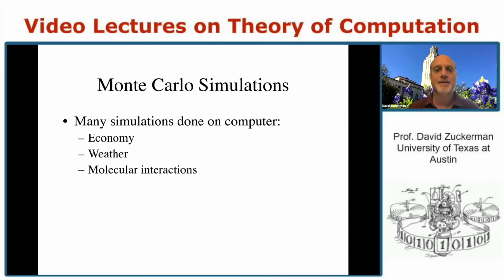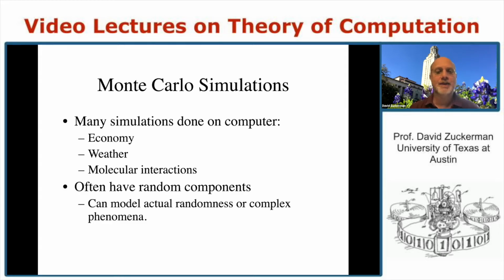In practice, randomness is used a lot in Monte Carlo simulations. So these are simulations of complex systems that are done on the computer. So for example, the economy, or the weather, or molecular interactions can be simulated using sophisticated models. And these models often have random components. So these random components can model actual randomness, for example, coming from quantum mechanics, or just complex phenomena. It's sometimes convenient just to model them as randomness.